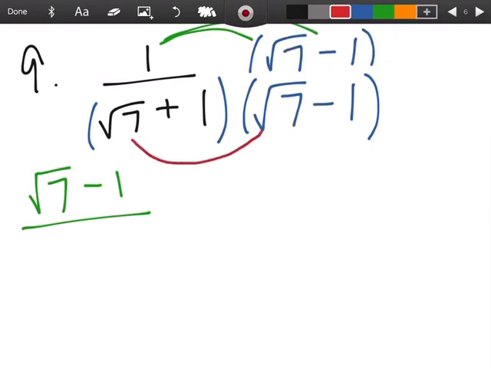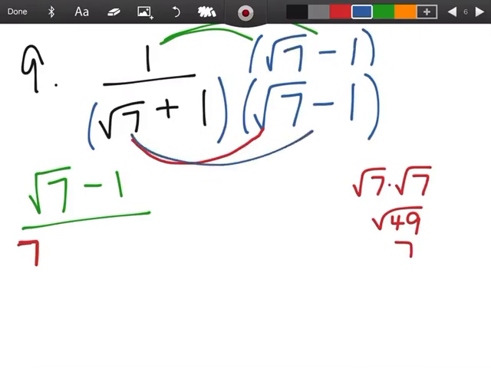First times first is root 7 times root 7. Now let's think about root 7 times root 7. When you're multiplying radicals, you combine what's underneath. So this is root 7 times 7, which is root 49. The square root of 49 is 7. So the first term is 7.